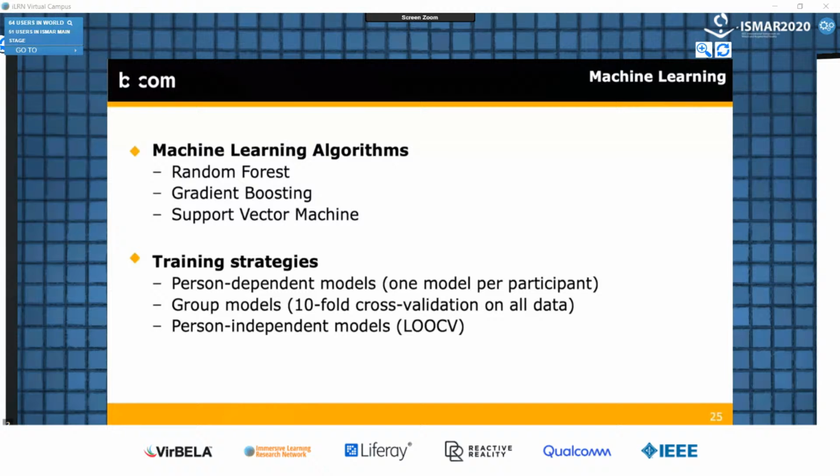Several training strategies have been tested to evaluate the approach and the performance of trained models. First, one model per participant has been trained. Second, one model trained on the data of all participants. Then, the generalization has been evaluated using leave-one-out cross-validation. These different training methods allow the performance of models to be evaluated in detail.